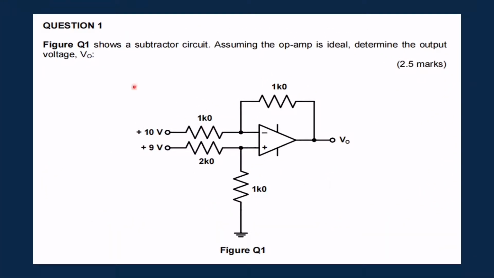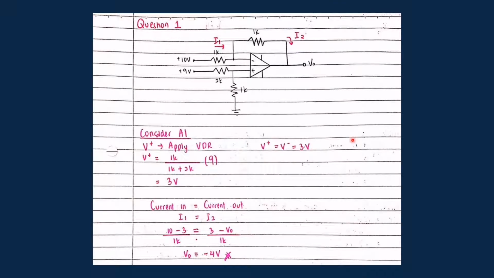Alright, this is the first question, which is the subtractor circuit. In this circuit, I have to find the V node here. Alright, so let's go to the calculation part. Alright, so first of all, I do the calculation part. Alright, so to calculate V node, I need to find the V plus at the operational amplifier here. So I apply the VDR.